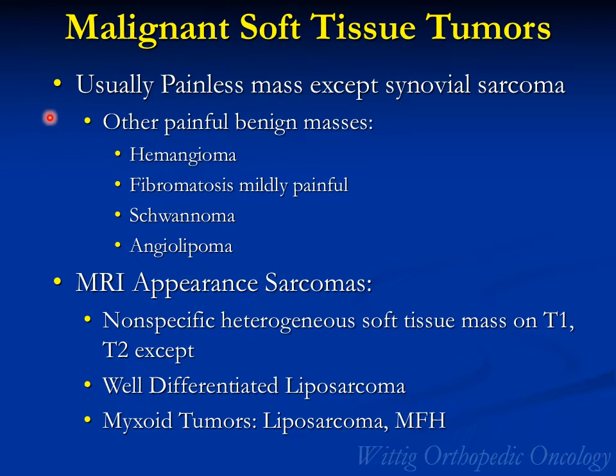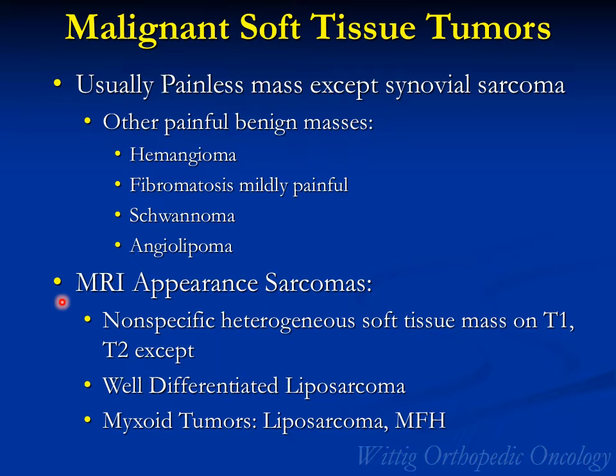Soft tissue sarcomas are usually a painless mass, except synovial sarcoma. 50% of synovial sarcoma cases may cause pain, but most soft tissue sarcomas are painless, which is somewhat counterintuitive, to think that a cancerous tumor does not cause pain. Pain is usually more indicative of a benign mass. Hemangiomas, fibromatosis, schwannoma, angiolipomas, they all tend to be at least mildly painful.